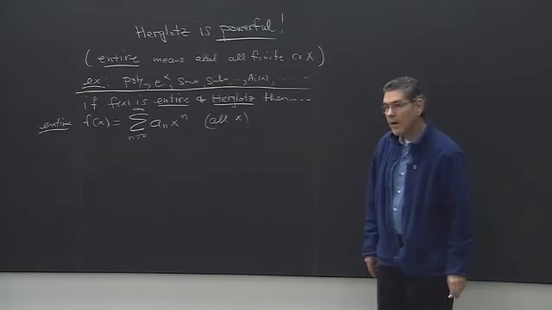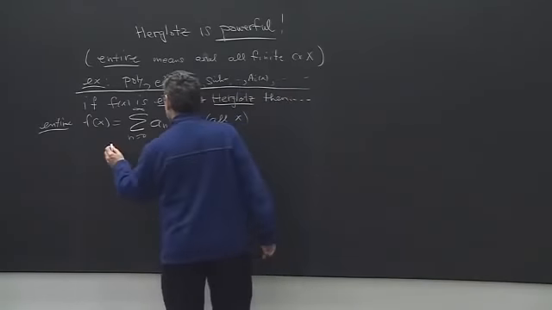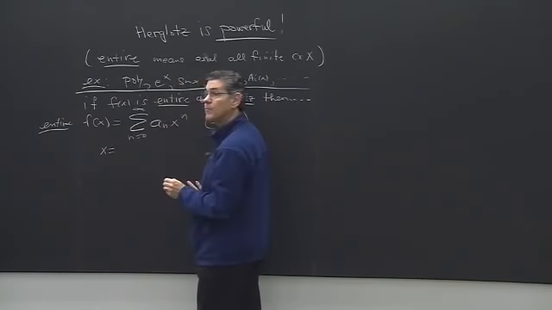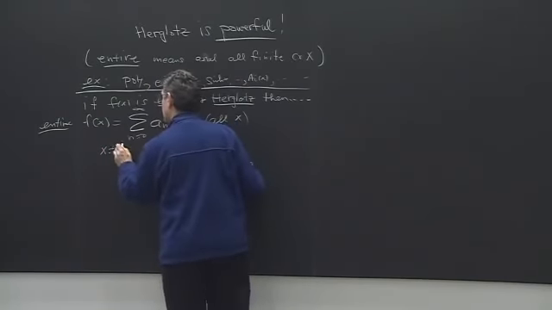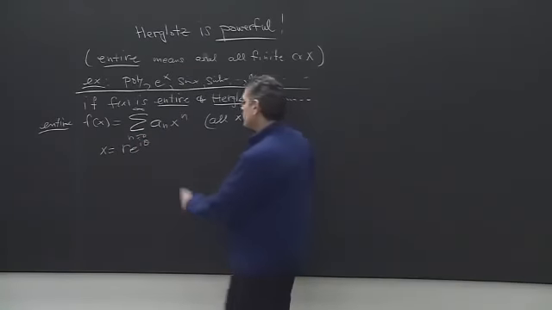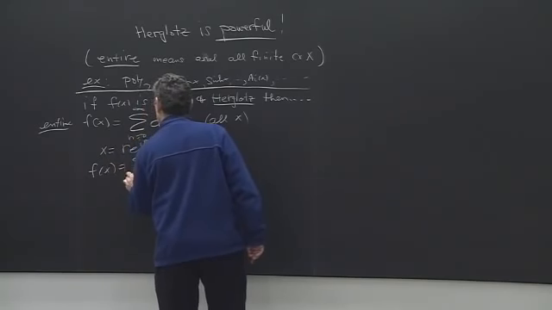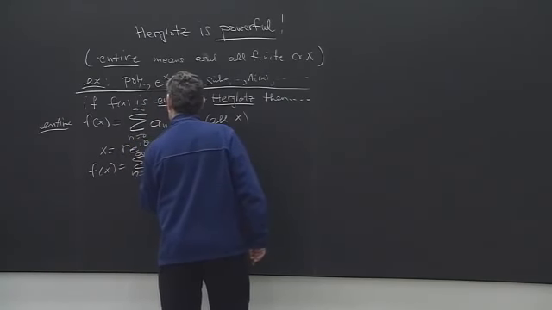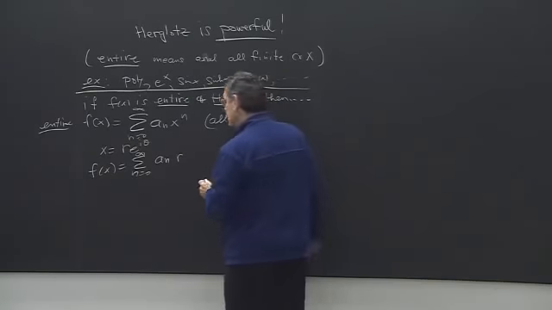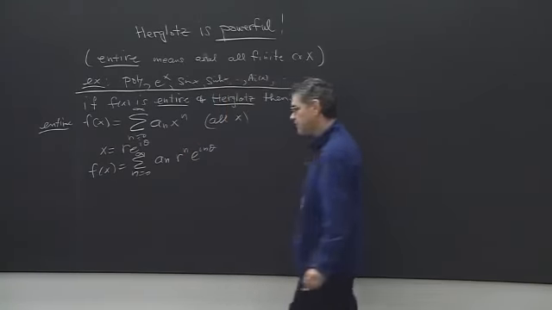Okay? Now, you know that we can write down x in polar form, right? You can say x is r e to the i theta. All right? So then this Taylor series, f of x, is the sum from n equals 0 to infinity, a sub n r to the n e to the i n theta.